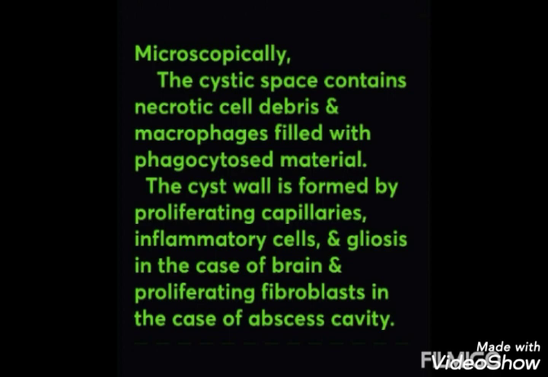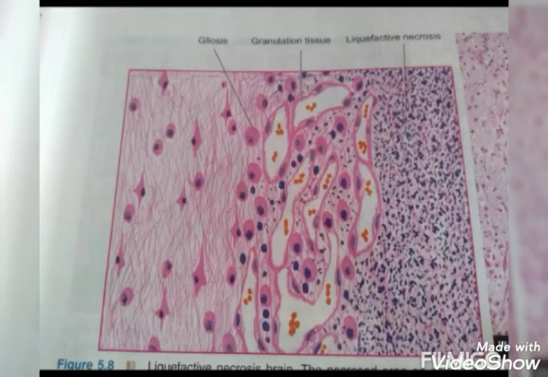Let's discuss liquefactive necrosis in brain. This picture shows liquefactive necrosis of brain. The right side is liquefactive necrosis, containing cell debris in the center, while the surrounding zone shows granulation tissue and gliosis. This is an example of brain infarction.